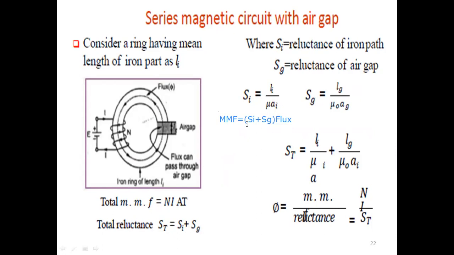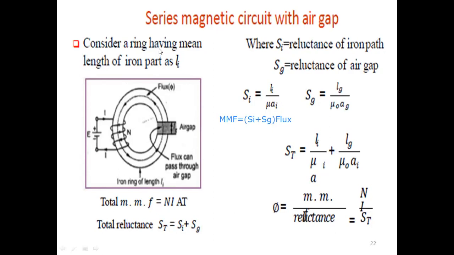If you understood the series magnetic circuit, then it is very easy to understand the one with air gap also. We are considering air as one type of material only here. So flux can pass through the air gap. The flux is passing here. Whenever you write flux, write it in a dotted line. Flux you have to write in the dotted line here. Is it clear?